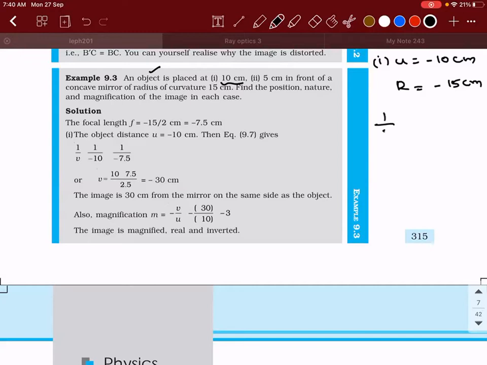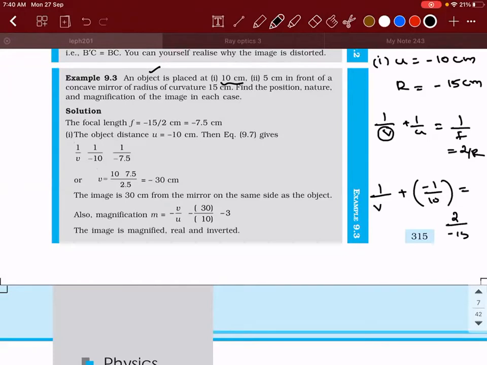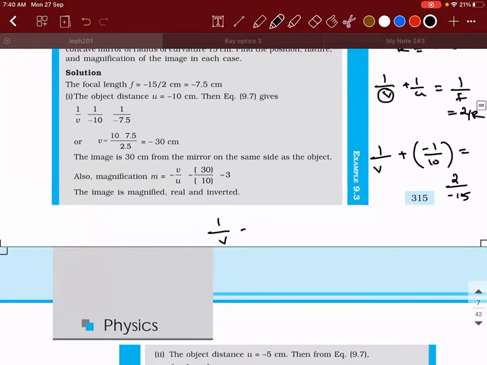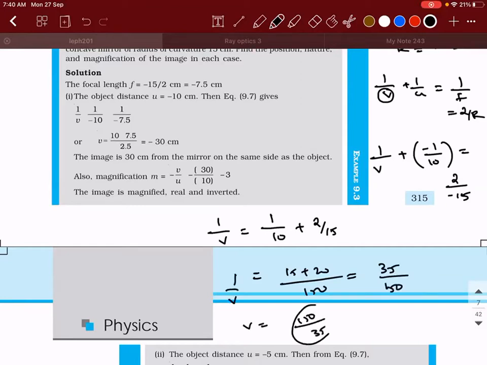So 1 by v plus 1 by u is equal to 1 by f, or I can write it as 2 divided by r also. Whichever is unknown, don't apply sign convention to it. 1 by v plus 1 by u, which is minus 1 by 10, is equal to 2 divided by minus r, which is minus 15. So 1 by v is equal to 1 by 10 plus 2 by 15. How much will you get as the answer? 15 plus 20 divided by 150, that is 35 divided by 150 is 1 by v. So v will be equal to 150 divided by 35.